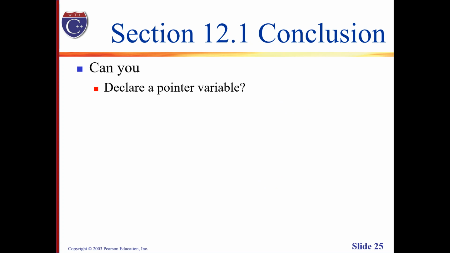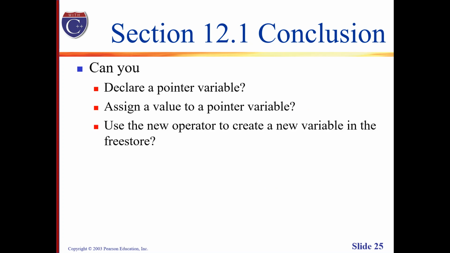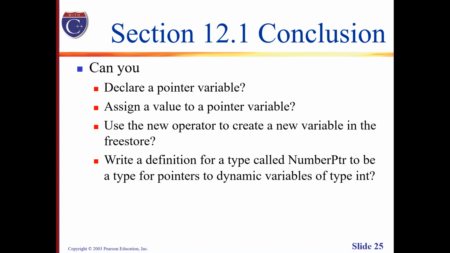In this section, we were able to learn how to declare a pointer variable. We also learned how to assign a value to a pointer variable. We now know how to use the new operator to create a new variable in the free store. And we're also able to write a definition for type definitions using the typedef, which in this case, we simply made use of typedef to create a new type of pointer variables and simply use the new type name whenever we need to declare variables of pointer type.